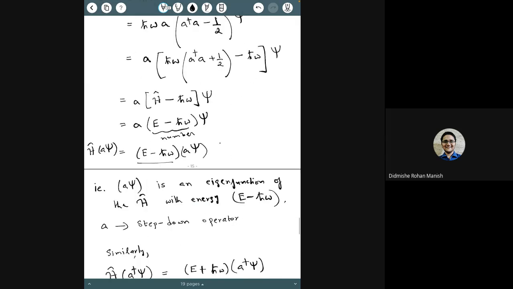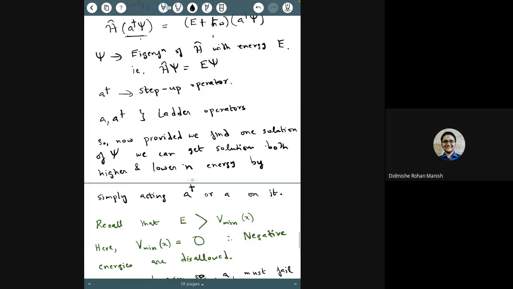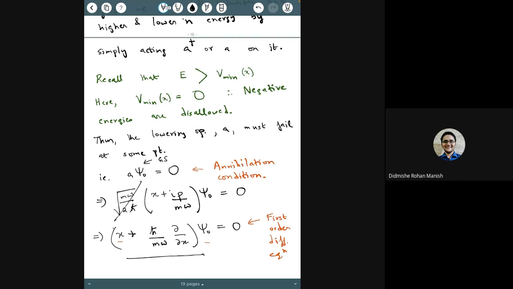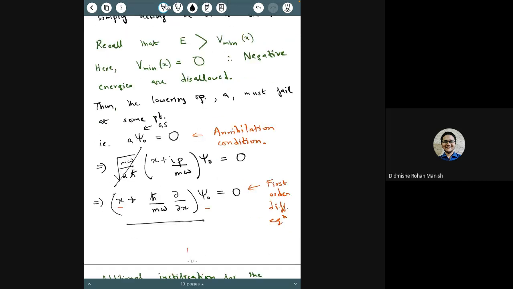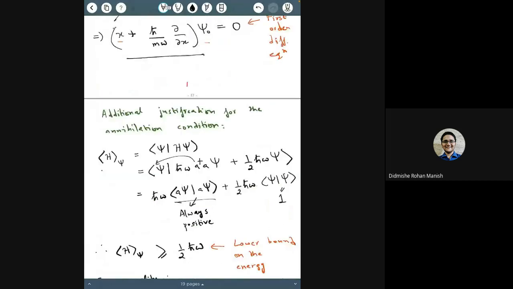Then these operators were found to have certain properties. A reduced the energy of a given wave function by h cross omega. A dagger increased the energy of the wave function by h cross omega. Using this, we generate excited states from a given ground state. To find the ground state, however, we still have to solve a differential equation to get the functional form of the ground state. But this is a much simpler equation which only involves the first derivative, and we directly solve that to get psi 0.